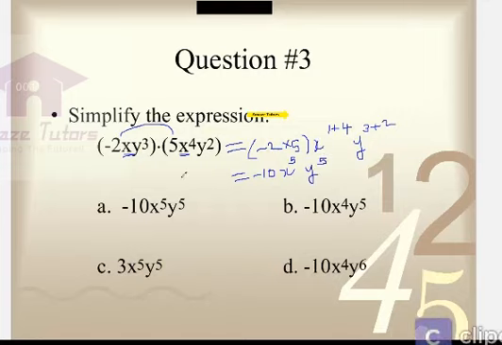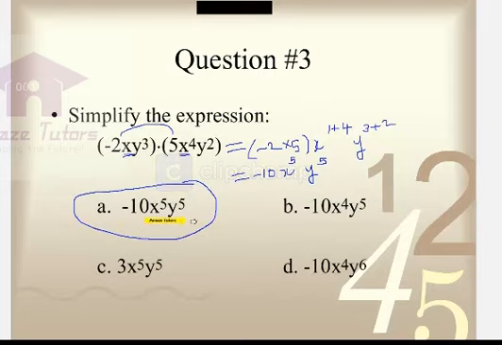So, which option is correct? Option A: negative 10, x power 5, y power 5. So here they have given negative 10, but x power 4. What they did, actually, most of the students will make this mistake. Whenever there is no exponent given, they won't consider that at all. But you have to consider that as power 1. Whenever there is no power or no index given, that means it's a single power of 1. So that is why we need to add 1 plus 4.